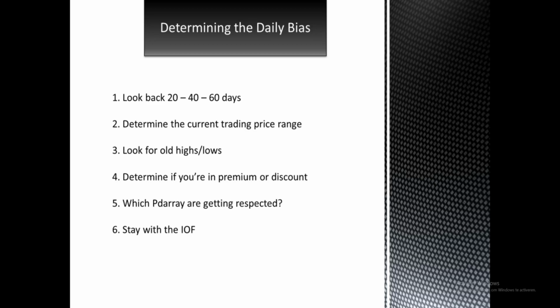I'm going to go through a few steps with you. First, we're going to look at the 20, 40, 60 days back in time, because the algorithm refers to price points in the past, right? So then we're going to determine the trading range. We're going to look for old highs and lows. We're going to look if we're in premium or in discount. Then we're going to determine which PD arrays are getting respected. And eventually you want to stay with the institutional order flow because that's the way you want to trade. You want to go with the flow.